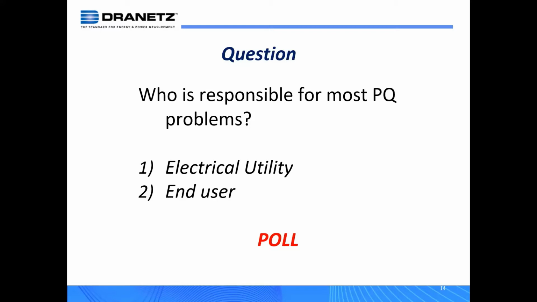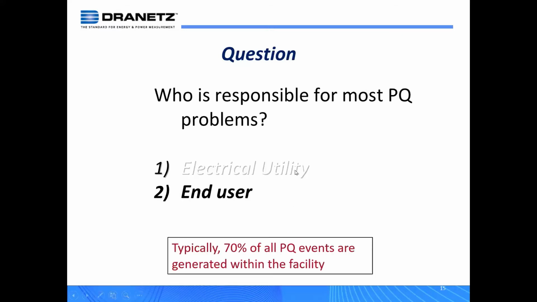Well, those who said end user are correct. Let me stop sharing the results here, and let me close the poll. So it is the end user. Typically about 70% of all power quality events are generated within the facility or by the end user. Now that of course means that the other 30% are the utility's responsibility, but statistically speaking, it is the end user that's responsible for most of the problems.